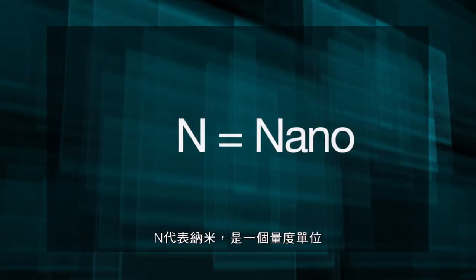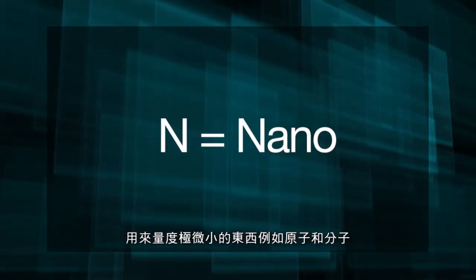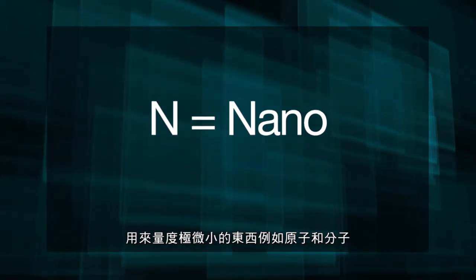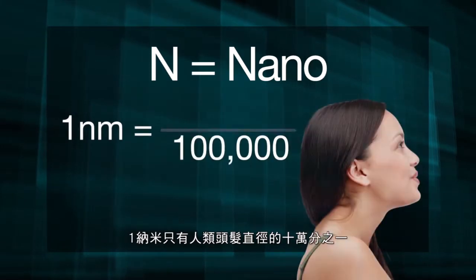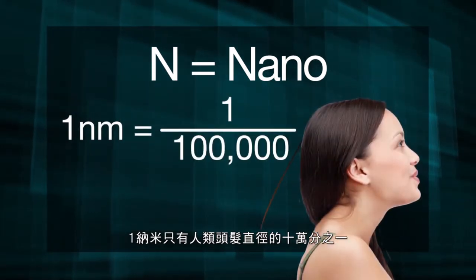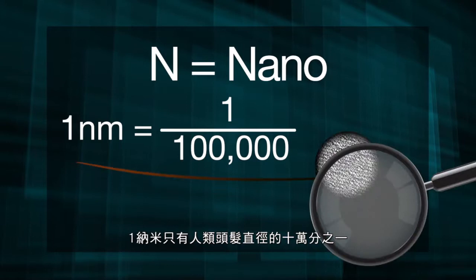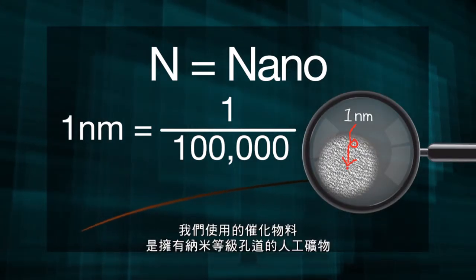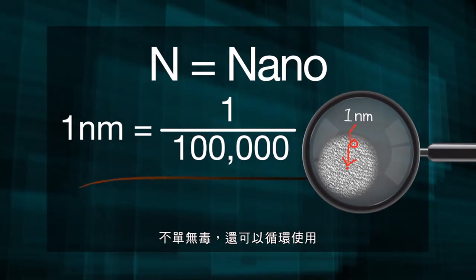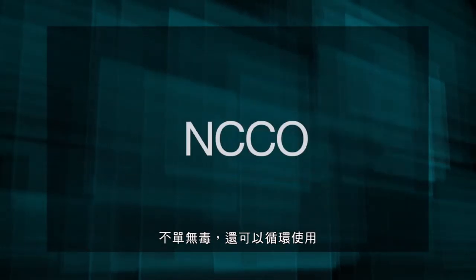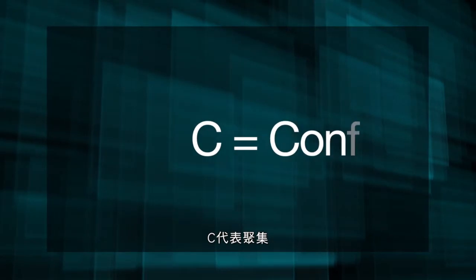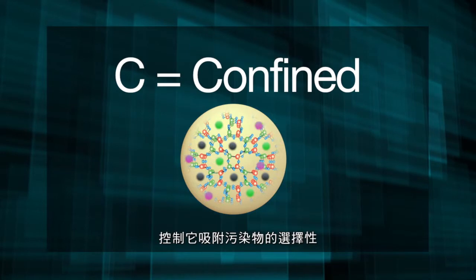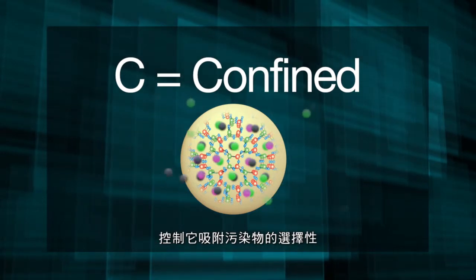N stands for nano, which is the unit of measure. It is used for measuring extremely tiny objects like atoms and molecules. 1 nanometer is 100,000 times smaller than the diameter of a human hair. Our catalytic material is a non-poisonous, recyclable mineral material with well-defined nanocavities. C stands for confined. The shape-selective properties of our catalytic material allow their usage in molecular adsorption.